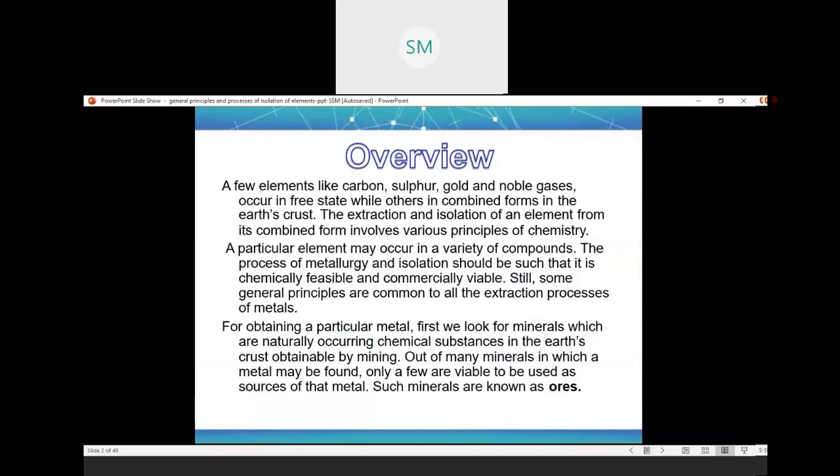For obtaining a particular metal, first we look for minerals, which are naturally occurring chemical substances in the Earth's crust obtainable by mining. Out of many minerals in which a metal may be found, only a few are viable to be used as sources of that metal. Such minerals are known as ores.